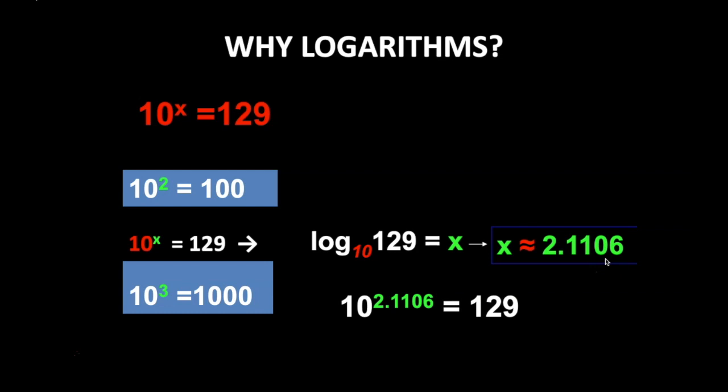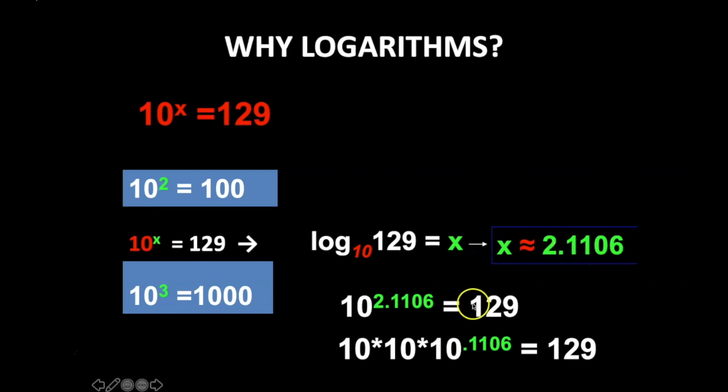Now this is crazy. Here's what 10 to the 2.1106 looks like. It's 10 to the first power times 10 to the first power, which is 10 to the second, times 10 to the 0.1106. If you do this on a calculator, 10 times 10 times 10 to the 0.1106, you'll get very close to 129.